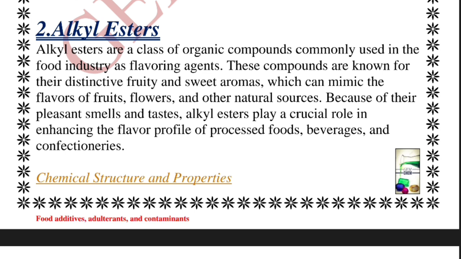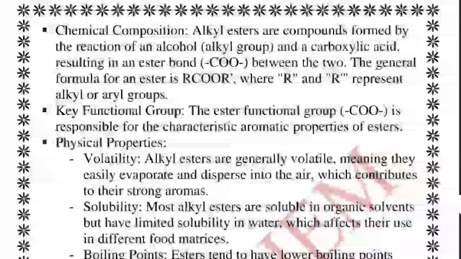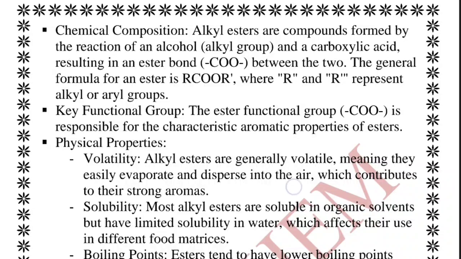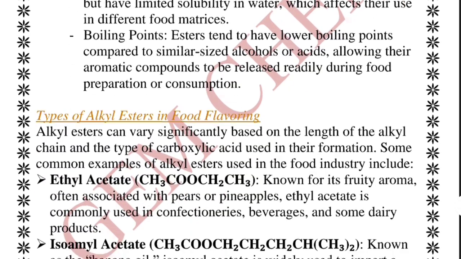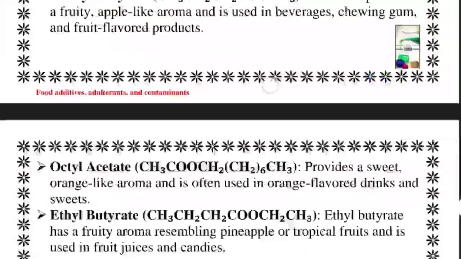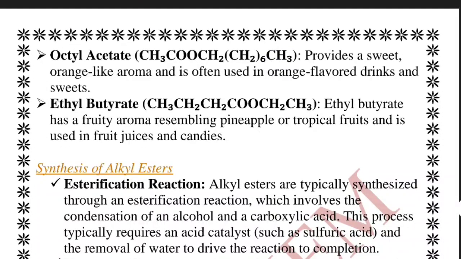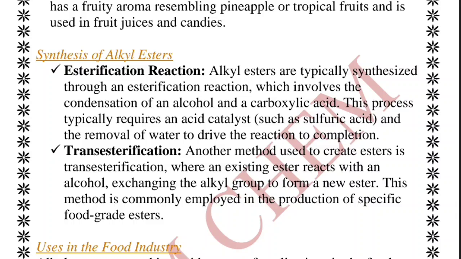It has a fruity smell, right? So for fruity smell derivation, we use alkyl esters. Chemical structure and composition: it will have an ester bond. It will be volatile, soluble in organic solvents, and the boiling point tends to be lower. Types are ethyl acetate, isoamyl acetate, methyl butyrate, octyl acetate, ethyl butyrate. It is synthesized by esterification reaction using an alcohol and a carboxylic acid.